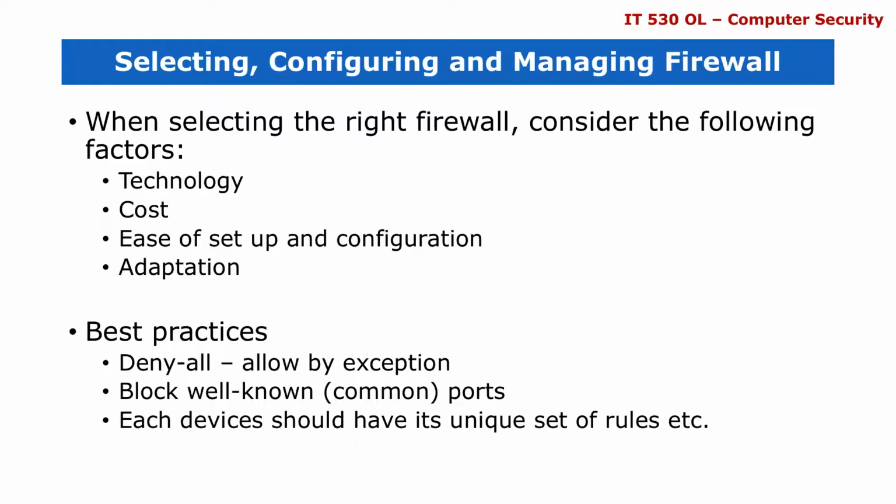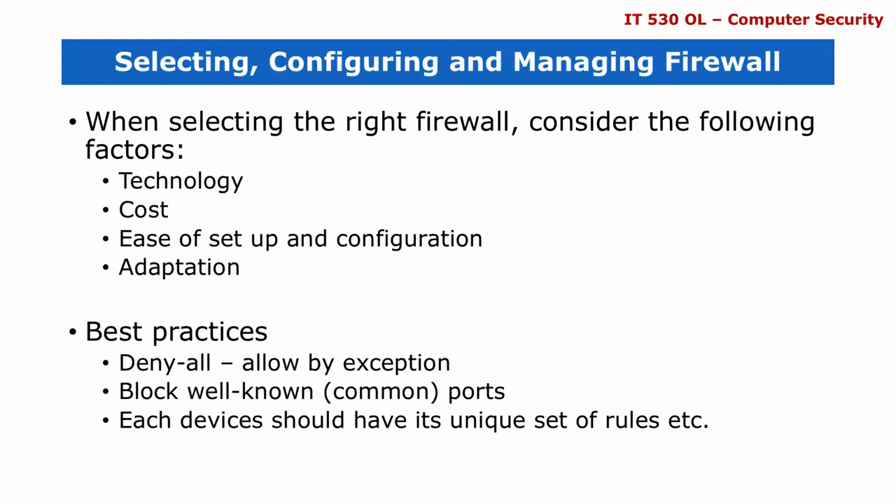There are some good practices when managing and configuring firewalls. Some of them include deny all, allow by exception, which is to deny every single type of traffic and only allow the ones that you really need. Blocking well-known common ports. Well-known common ports are the common ports that are really well known. Leaving them open is always advised against. Examples include port 80 on TCP, and port 22, which is being used by Telnet. You should not use 22, you should always use 23 for connections, and all those basic ones.